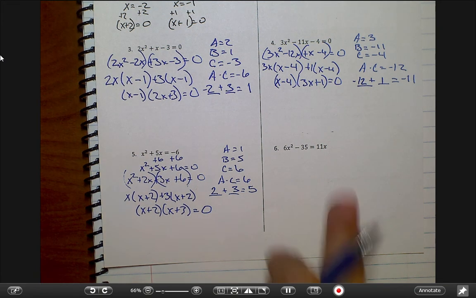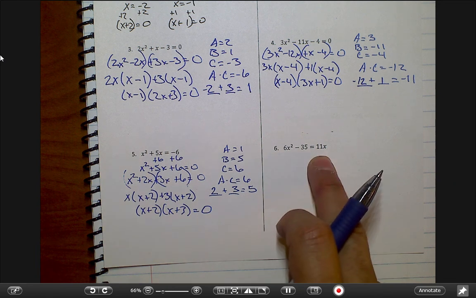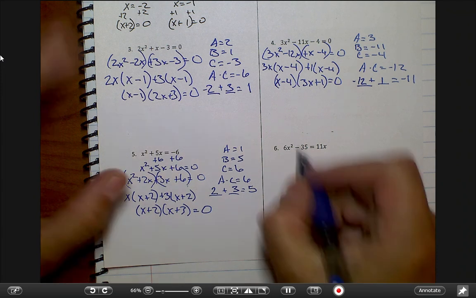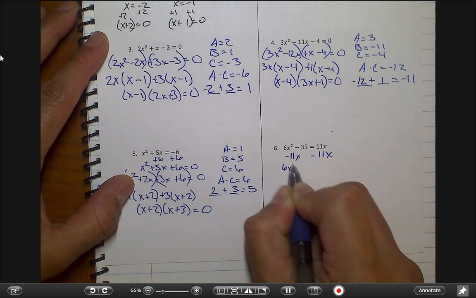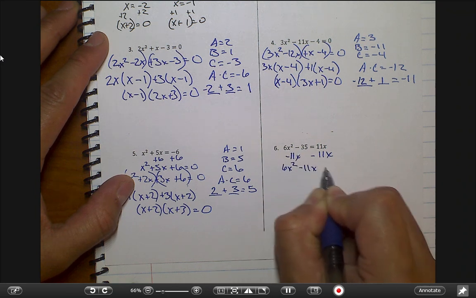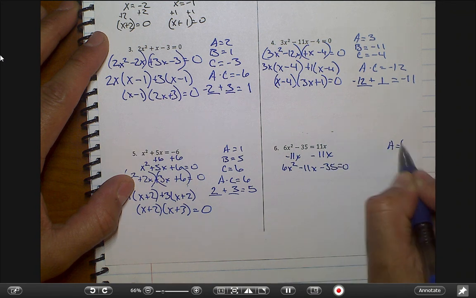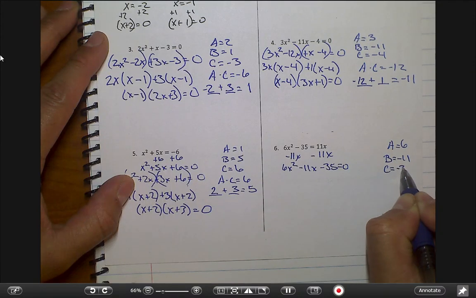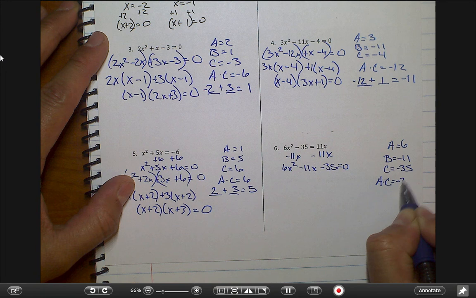All right, so I'm going to do this one also, because this one requires a little bit of trickiness to it. So right here, it's also not equal to 0, so what do I have to do? Minus 11x. So I get 6x squared minus 11x minus 35 equals 0. So A is 6, B is negative 11, C is negative 35. So A times C gives me negative 210.